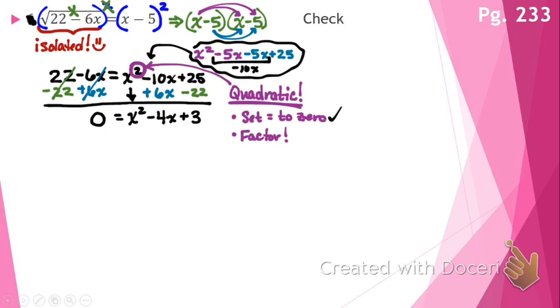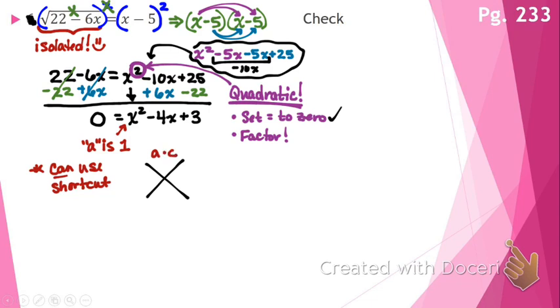Cool. Now I need to factor this. Can I use my shortcut? Yeah. How do you know? A is 1. That means I can use my shortcut. Head up for me, please. Yep. So I'm going to do my x.